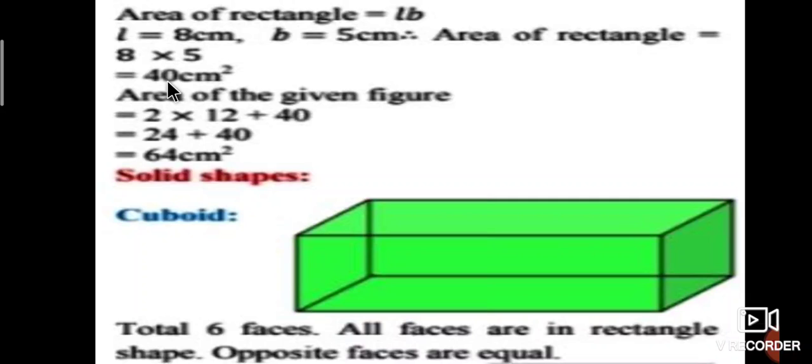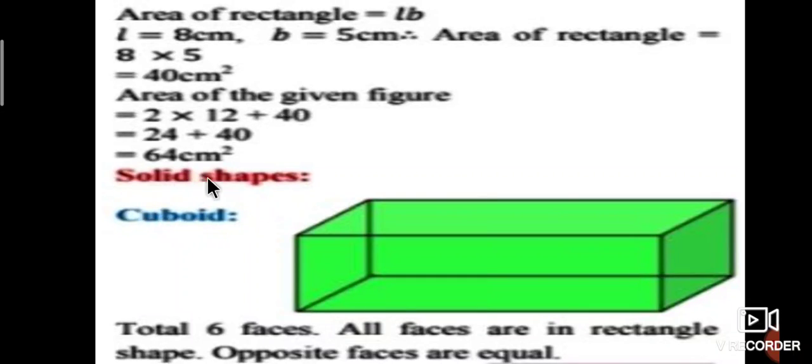Next, area of the given figure is equal to 2 into 12 plus 40. That is 2 into 12 is 24, plus 40. Totally 40 plus 24, that is equal to 64 centimeter square.